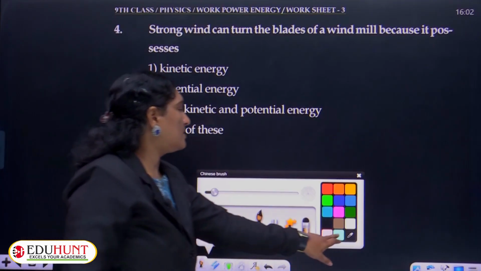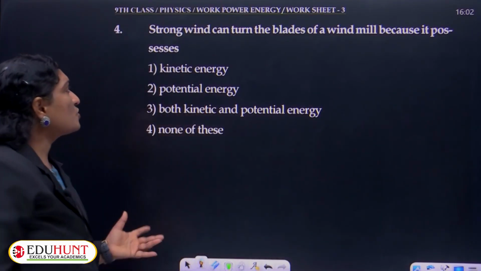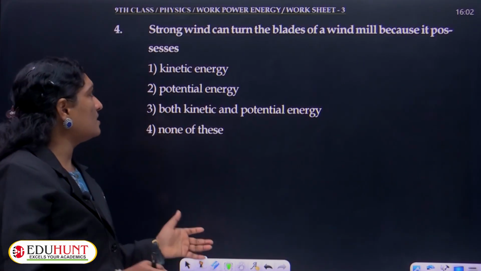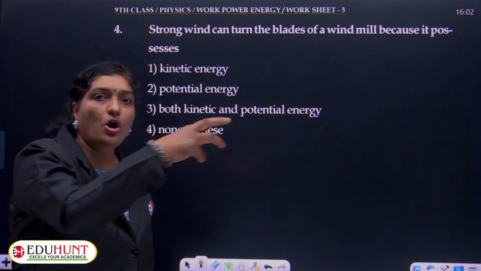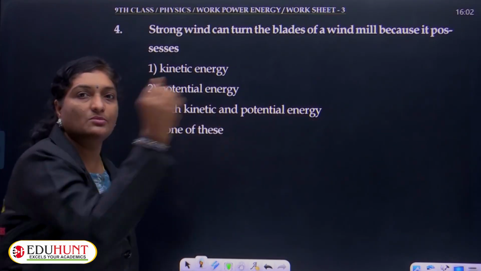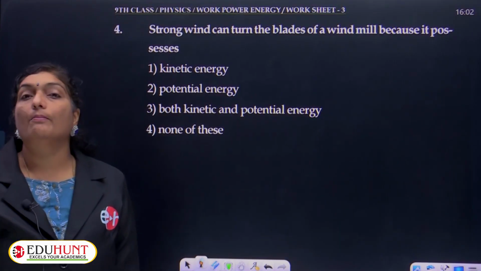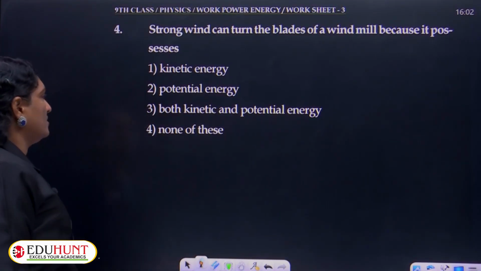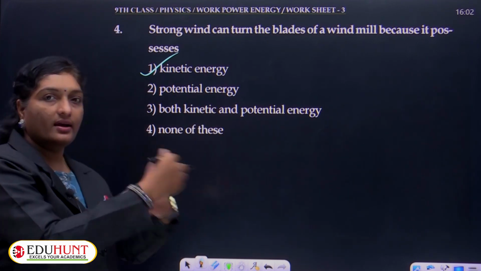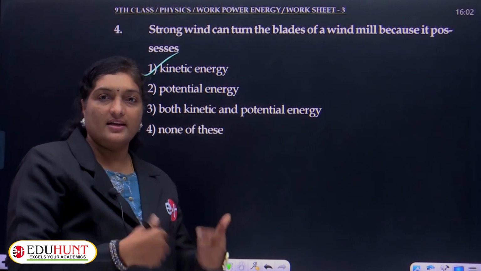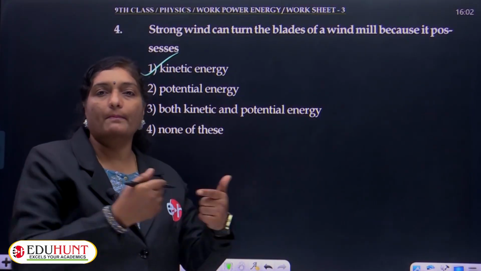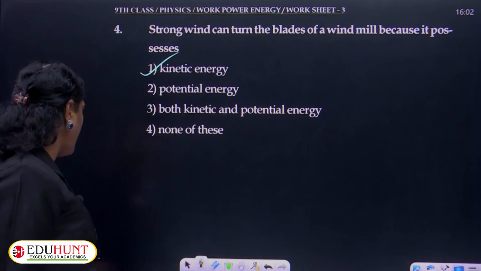So, now moving to the next one, fourth question. Strong wind can turn the blades of a windmill because it possesses that. What does the strong wind possess? The strong wind which is in motion possesses kinetic energy. So, what is the correct option, children? Option 1. The strong wind has kinetic energy by virtue of its motion and is able to rotate the blades of the windmill. So, kinetic energy.